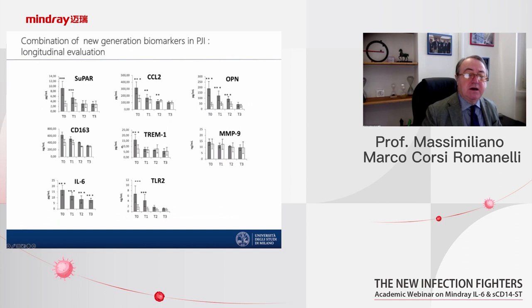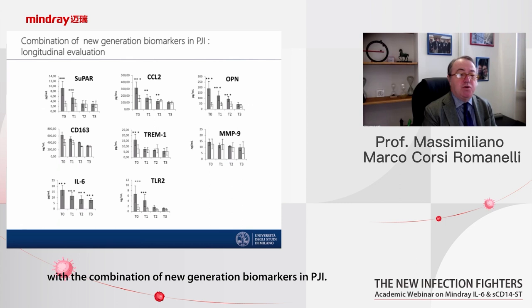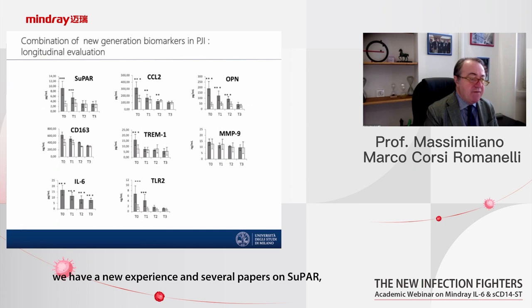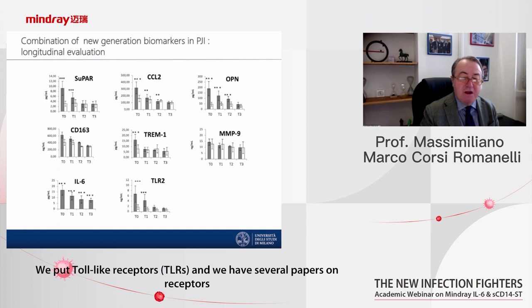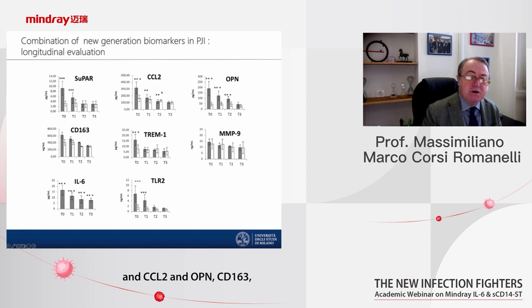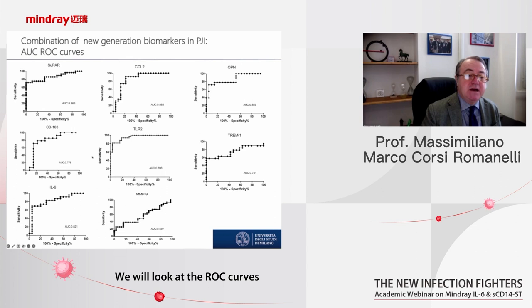We made another study: a longitudinal evaluation with a combination of new generation biomarkers in PJI. We put suPAR, for which we have a good experience in several papers, and Toll-like receptor 2. We have several papers on Toll-like receptor, and CCL2, osteopontin, CD163, TREM1, MMP9, a metalloprotease, and IL-6. If we look at the ROC curves of these new generation biomarkers, we see that suPAR and CCL2, all of these, are very high.